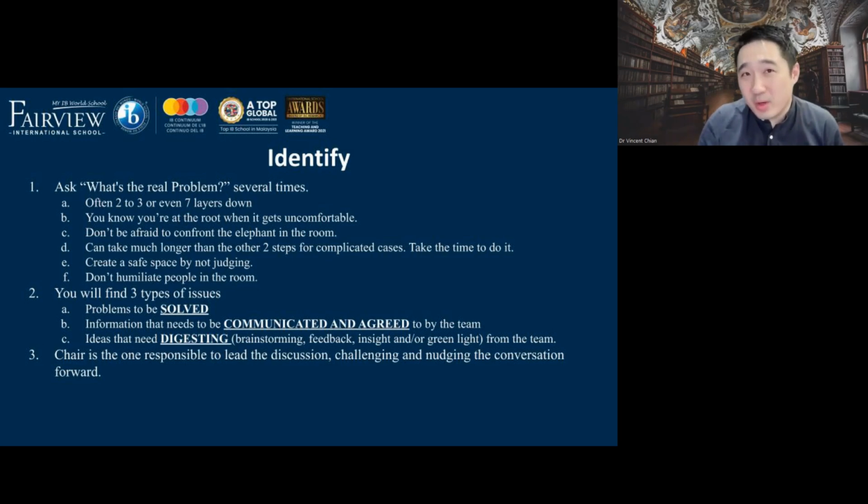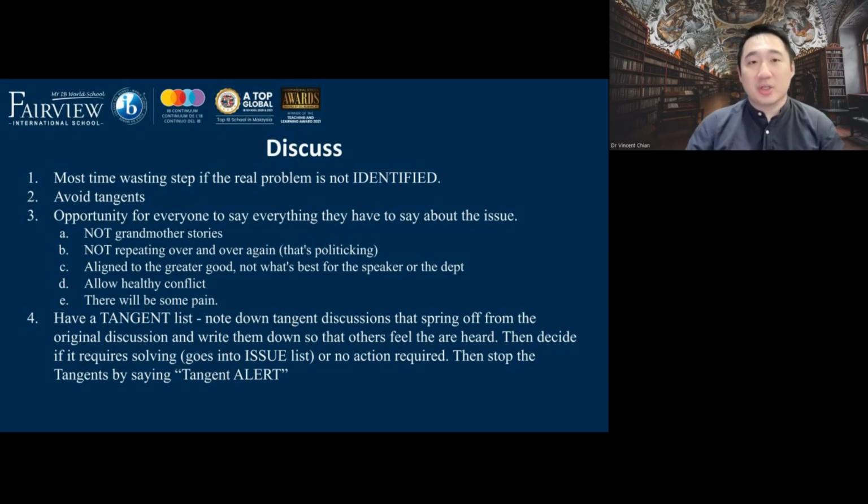Now the digesting one, sometimes it needs brainstorming, sometimes it needs feedback, sometimes we just want to talk about it and have the entire team say, yeah, it's a good idea. Okay, but the chair, you need to make this decision about what's the issue and what type of issue this is. And you're responsible to lead this discussion, challenging and nudging the discussion forward. So discussion. This is the place where you waste the most time if you don't have the right issue. So don't waste time here if you haven't spent enough time sorting the issue out.